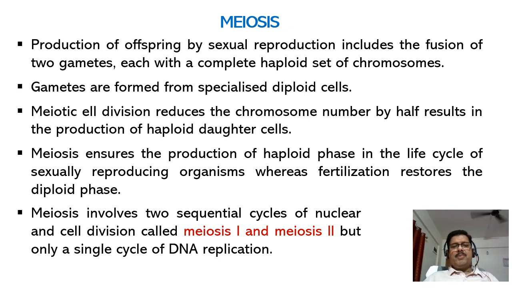We come across meiosis during gametogenesis in plants and animals. This leads to the formation of haploid gametes. The key features of meiosis involve two sequential cycles of nuclear division, called meiosis I and meiosis II, but only a single cycle of DNA replication takes place.